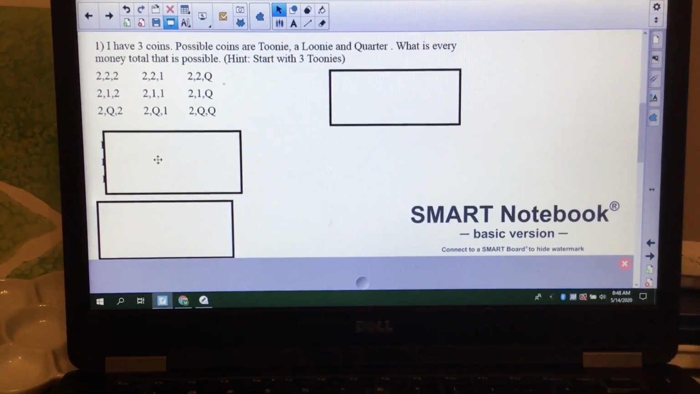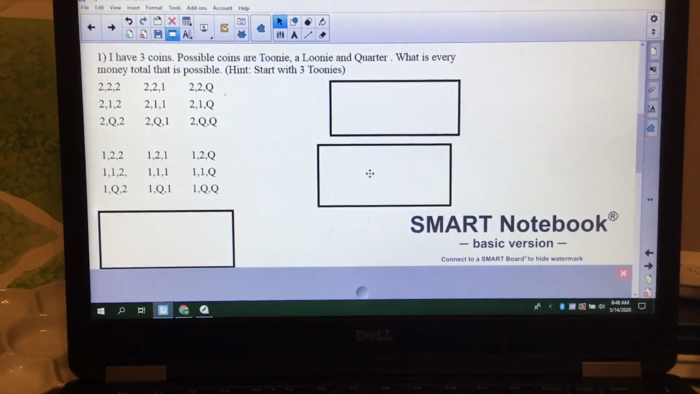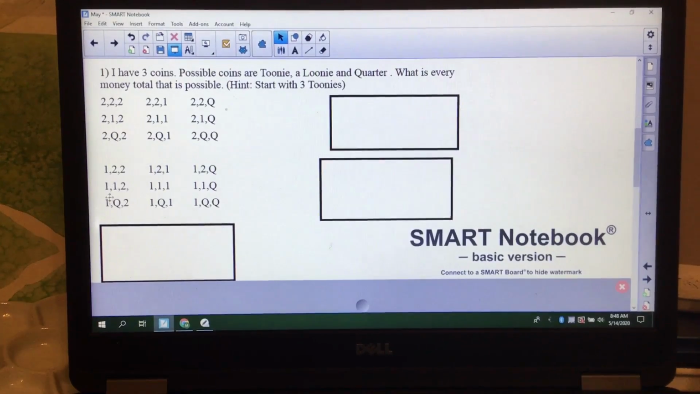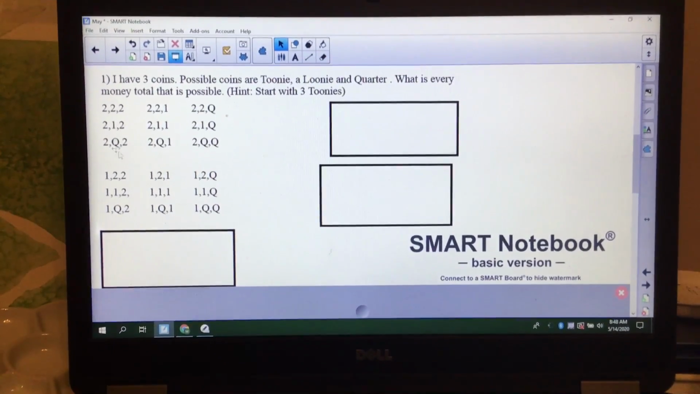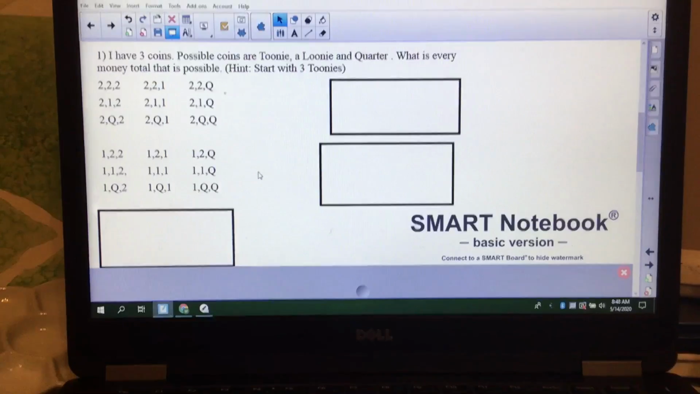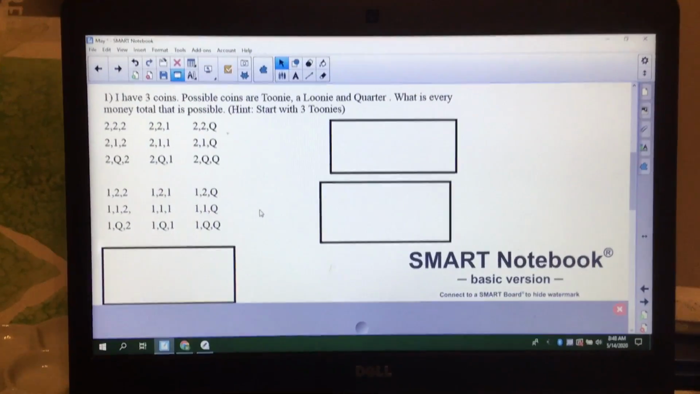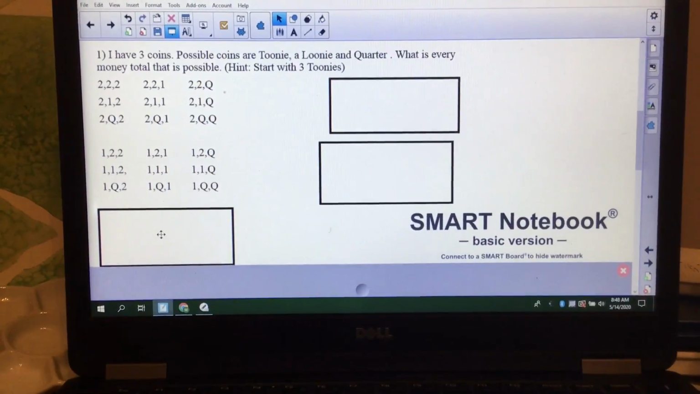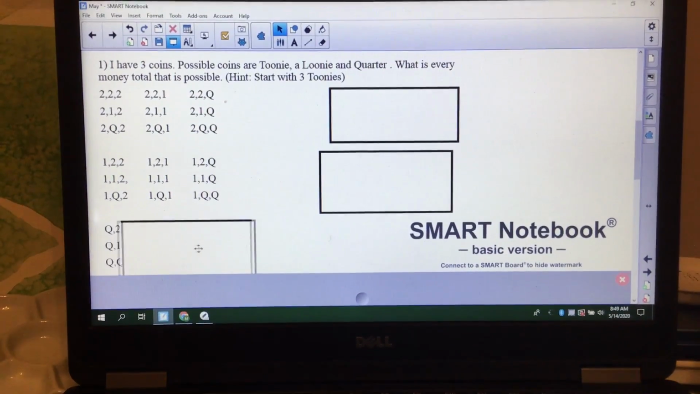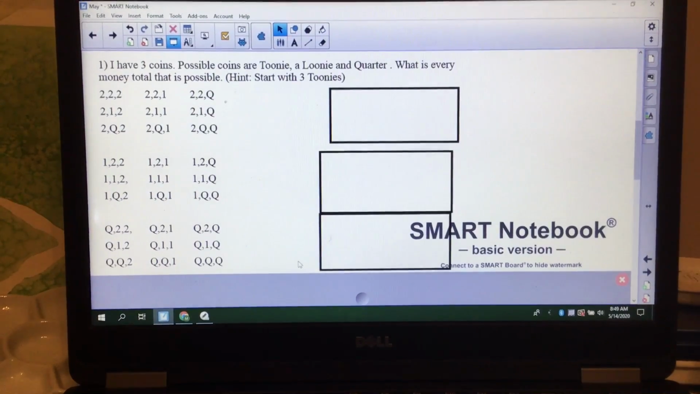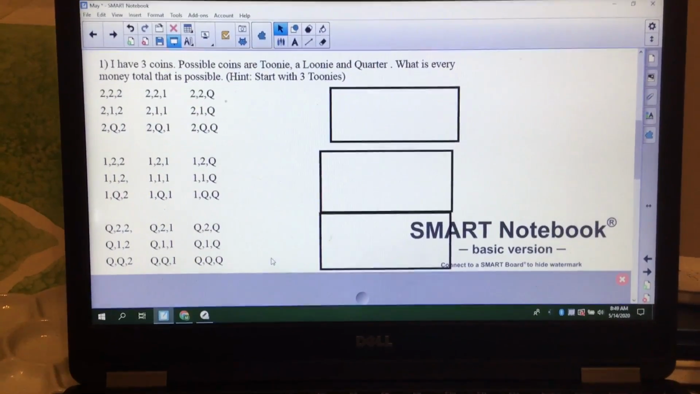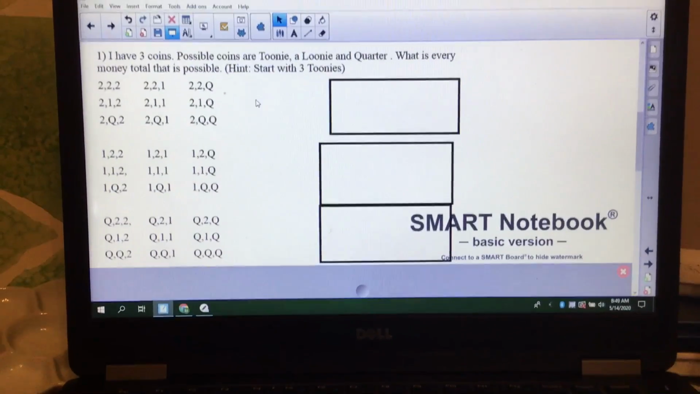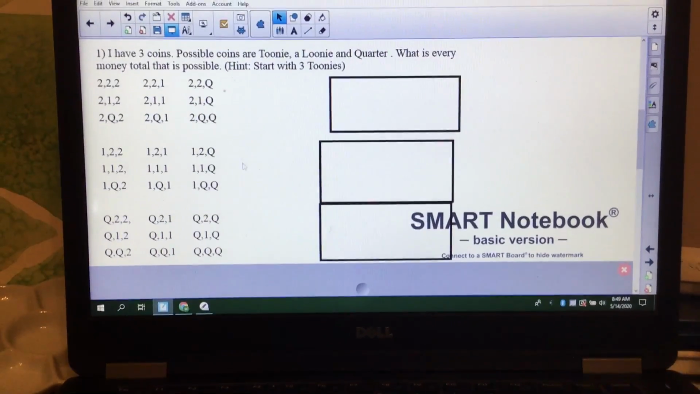Let's take it up. It should look exactly the same, with the only difference being I've got loonies in that first column instead of toonies. So pause it and try it for quarters now. There you go. So how many outcomes are there? Well, there are 9 in each kind of block, so 27 in total.